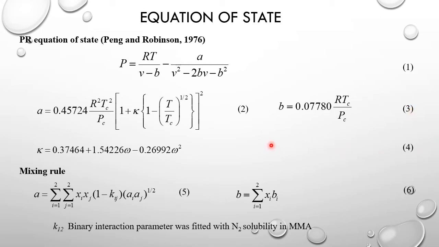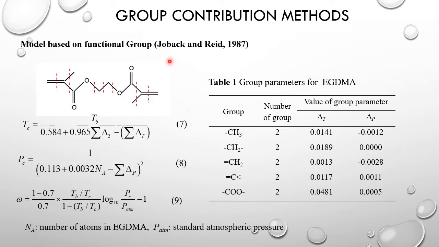state. The mixing rule is necessary because solubility is linearly dependent on pressure. So in this study, as the EGDMA is a dimer of MMA, we expect the binary interaction parameter of EGDMA is the same as MMA. Currently the critical parameters and eccentric factor of EGDMA are not available. So we apply the Joubert and Reid 1987 group contribution model to estimate the values. First, we identify the functional groups present in EGDMA and then calculate using equations 7, 8, and 9 by applying the values from table 1.